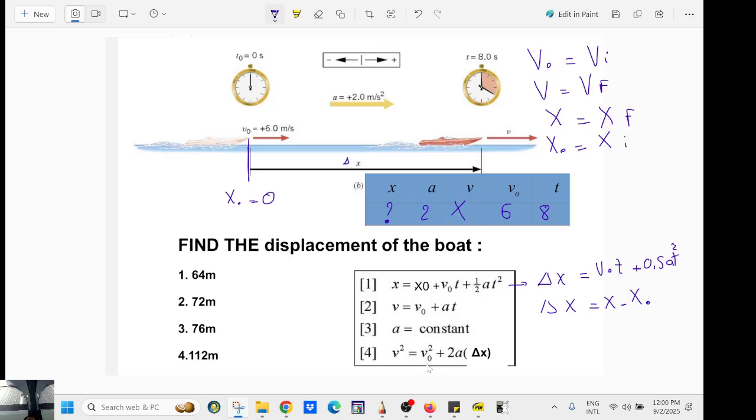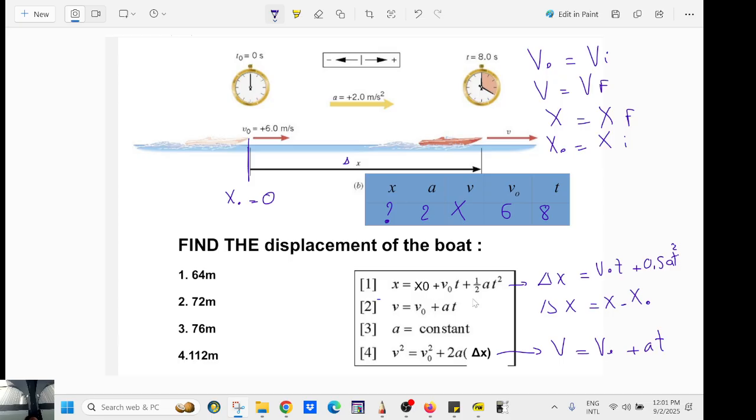Which equation do you want to use? 4? I don't have the final velocity, but you can, if you want, in the first step. If you want to use 4, you will have to say final velocity is initial plus at. And once you have the final, then you can use 4. So you do it in 2 steps. If you want to do it in 1 step, what's the equation you're going to use? 1. Do you all agree?